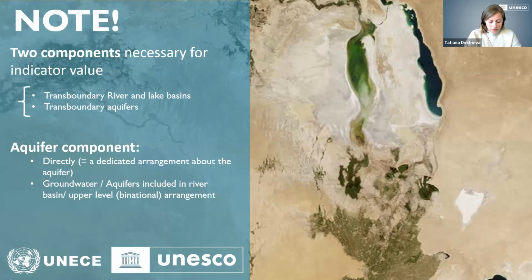And the second point to pay attention to is that when we have the case of overlapping rivers and aquifers, it is important to see whether the delineation of aquifers only partly overlaps with the river basin organization. In this case, the aquifers should not be reported as fully covered by a river basin agreement.